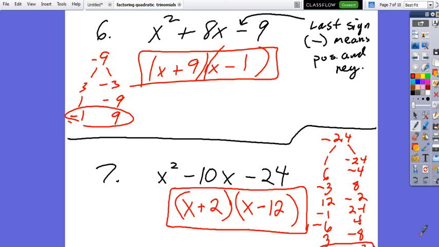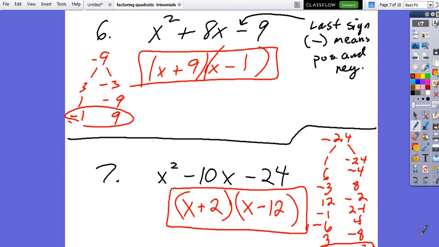It goes there. What if this had been a -8? Where would the 9 have gone? The 9 would have gone with the negative sign instead of positive. Why? Because if this was -8, 1 minus 9 is -8.